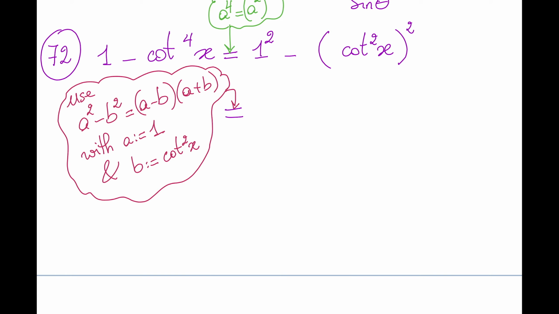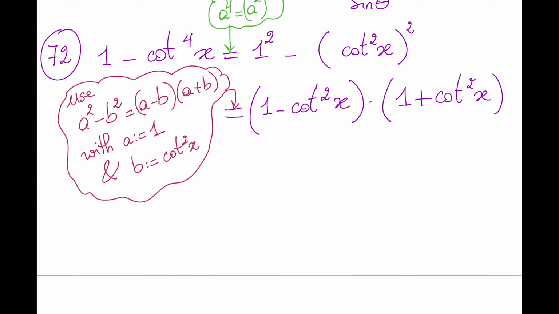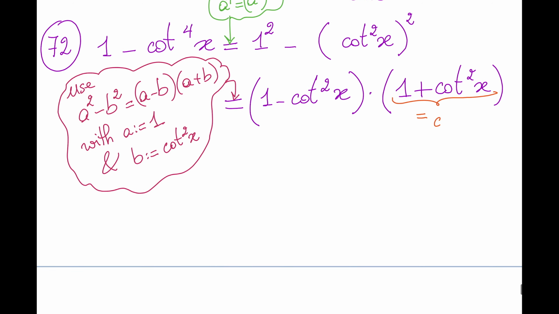And as such, we get, so it's a minus b times a plus b, and a is 1, b is cotangent squared. So just write that. So it's 1 minus cotangent squared of x times 1 plus cotangent squared of x, right? On one hand, what is this guy? Revisit one of the Pythagorean identities above. 1 plus cotangent squared is cosecant squared. Right?